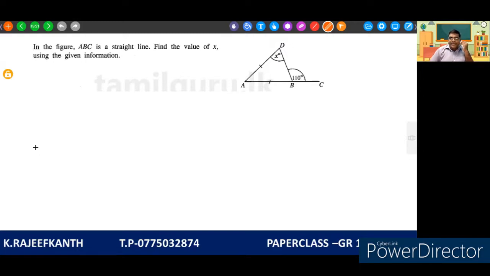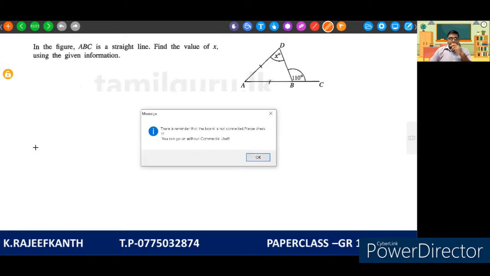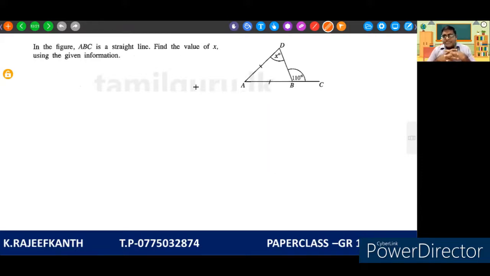Here we can apply two theorems. The first one is: opposite angles of equal sides are equal, because ADB is an isosceles triangle. So you can apply two theorems for this question. Opposite angles of equal sides are equal because AD and AB are equal. Then the second one is: exterior angle is equal to the sum of interior opposite angles. So by using those two theorems, you can find the value of x.